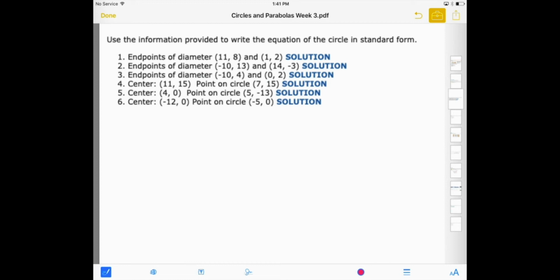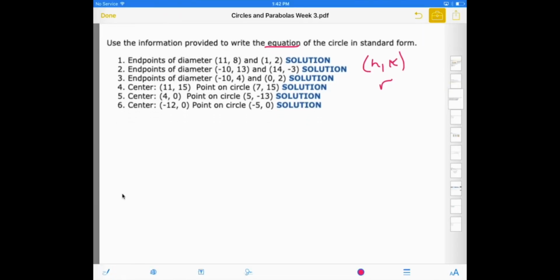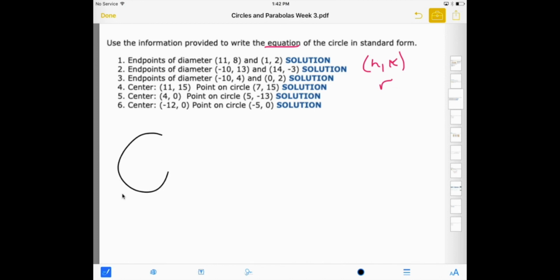So I'm going to start with number 1. For question number 1, and for all these questions, they want us to write an equation of the circle in standard form. So I need to find two things: my (h, k), which is my center, and my r, which is my radius, to finalize the equation. What I always suggest is to draw a circle and draw out what they give you, so you have everything you need to write the equation: (11, 8) and (1, 2).